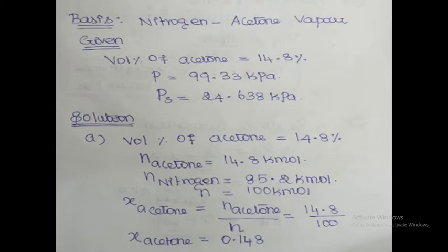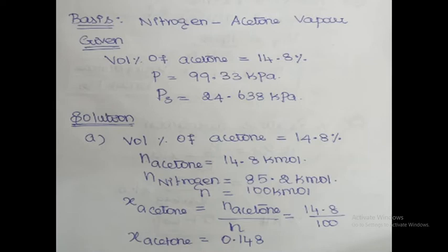The first division: the partial pressure value. So how will we calculate the partial pressure? We have only one data, the volume percentage of acetone, 14.8. Already I said volume percentage is equal to mole percentage. So this percentage is directly taken as mole percentage, and percentages are directly taken as kilomole. So the number of moles of acetone is equal to 14.8 kilomole.